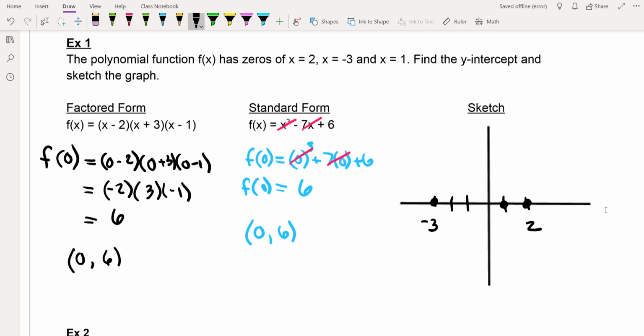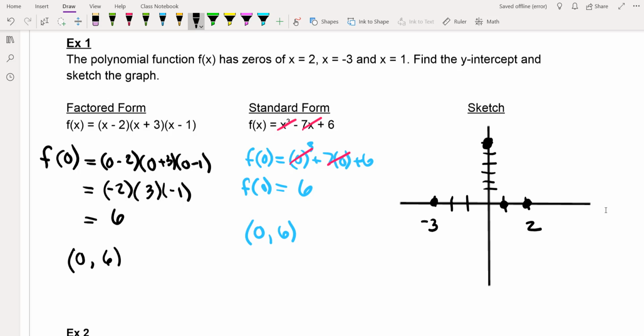Now the last thing I'm going to do is plot my y-intercept. We came up with the coordinates of (0, 6). So 1, 2, 3, 4, 5, 6. So say that's about there. All right. So those are the 4 dots that end up on my graph: 3 from the x-intercepts, 1 from the y-intercept.